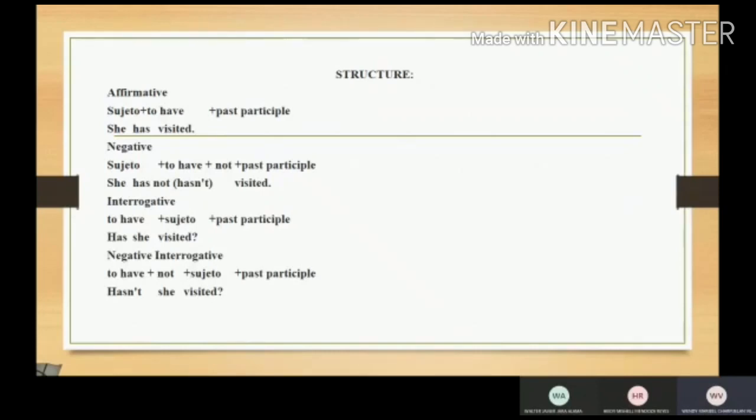Interrogative: to have plus subject plus past participle. Example: has she visited? Negative interrogative: to have plus not plus subject plus past participle plus question mark. Example: hasn't she visited?